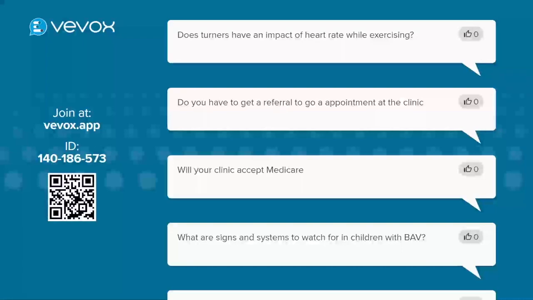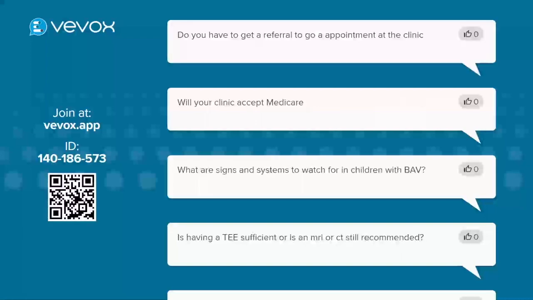Does Turner's have an impact on heart rate while exercising? Yes, it will be high to begin with. It may not go up quite in the same way as a person without Turner syndrome. The key is, is your exercise capacity and endurance the same as what we would expect? If it's not affecting either of those things, then it's nothing to worry about.